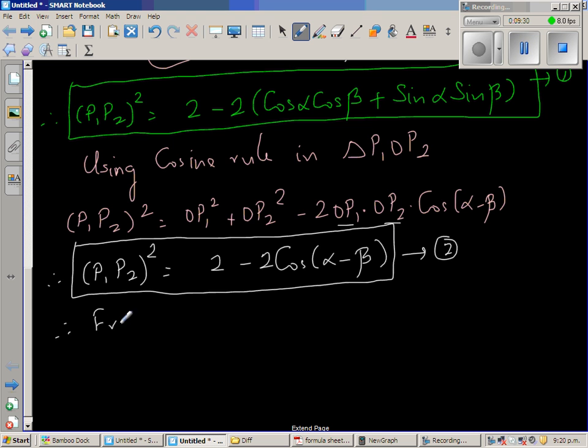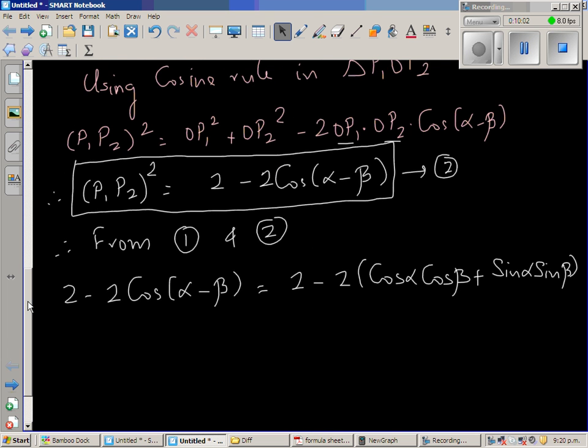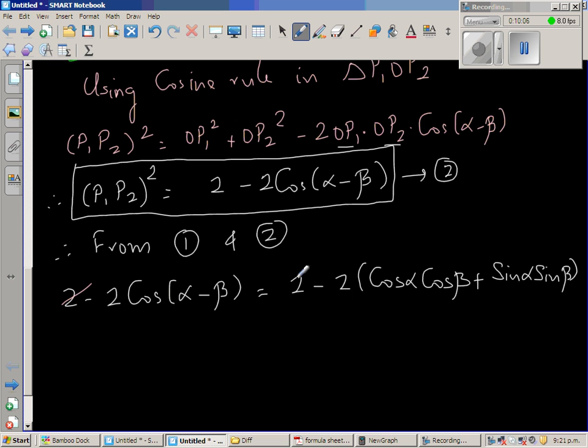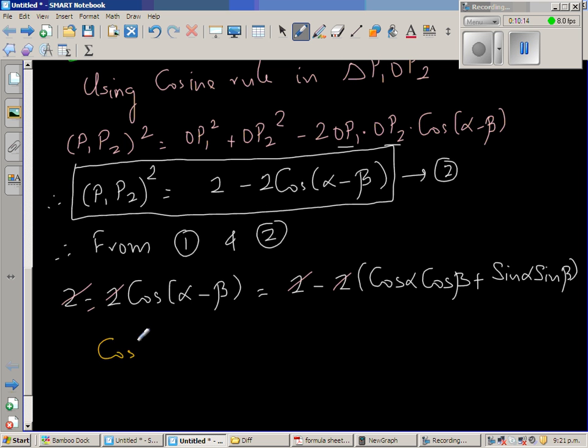Therefore, from 1 and 2, equating them, I can say 2 minus 2 cos alpha minus beta is equal to 2 minus 2 bracket cos alpha cos beta plus sine alpha sine beta. I may continue in the next video, but let us finish this off. The 2 and 2 get cancelled, and negative 2 and negative 2 also get cancelled. So what is left is cos alpha minus beta is equal to cos alpha cos beta plus sine alpha sine beta.